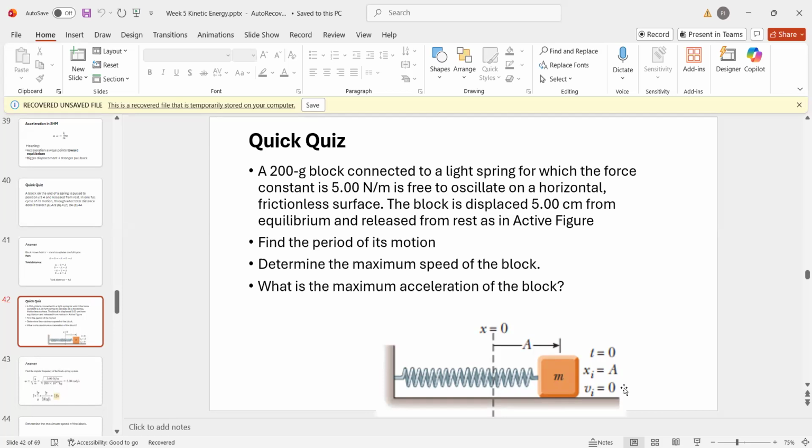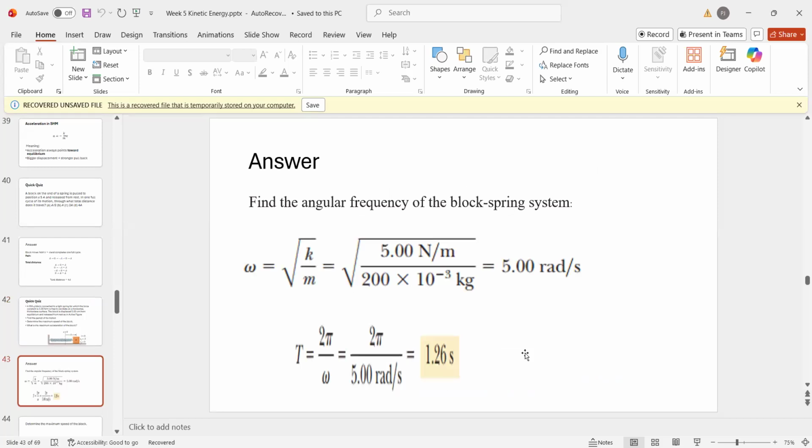So we have this: the initial velocity is 0, the amplitude, and the time is 0. So now that we can see the amplitude, go to the initial here. Find the angular frequency of the block. You know the angular frequency is equal to the square root of k over the mass. So the spring constant given is 5 Newton per meter.